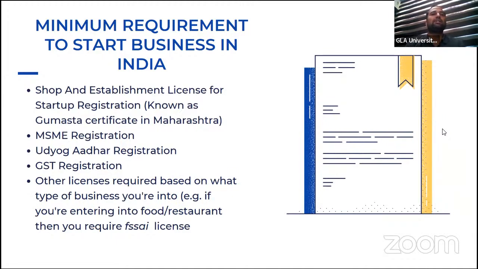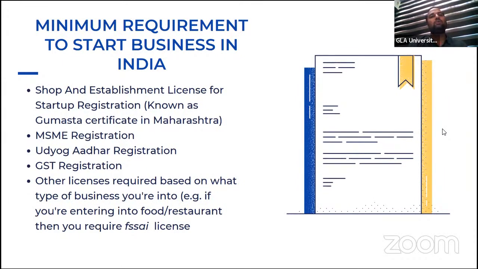And it is different in some states. For example, in Maharashtra, this is also known as the Gumasta certificate, right? Different states have different certificates, but the name of that certificate is nothing but a shop and establishment license for doing a business, for any business, right? Not just a startup, any business.